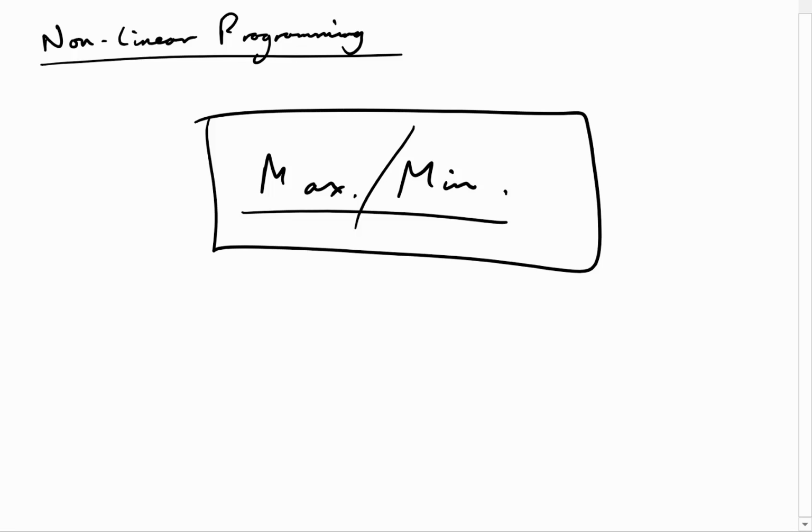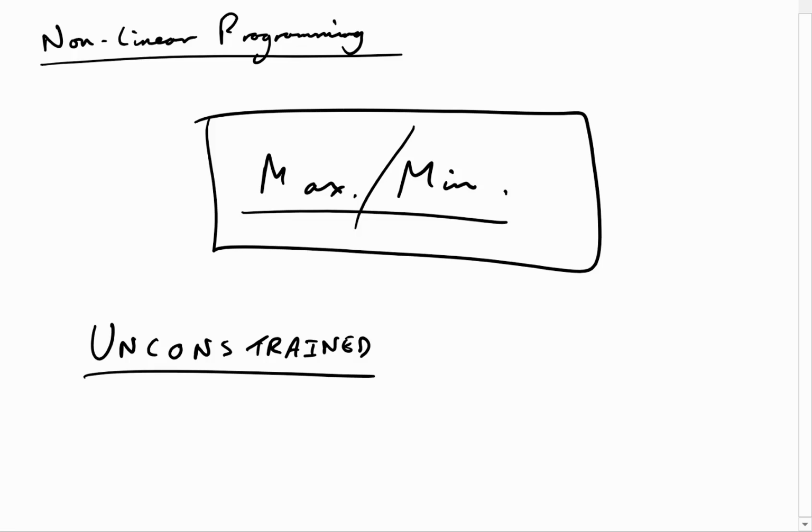Now, there are two types of programming problems that we're going to look at. The first type, which we're going to spend a little bit more than half of the course looking at, is the unconstrained problem. And the other type, let me just write it down, the other type that we're going to look at are the constrained problems.